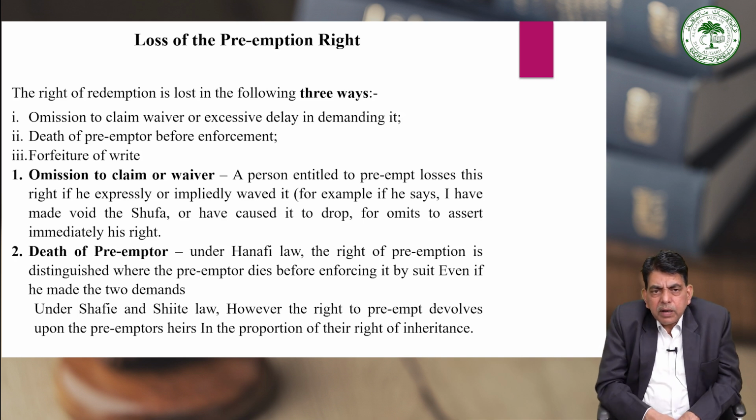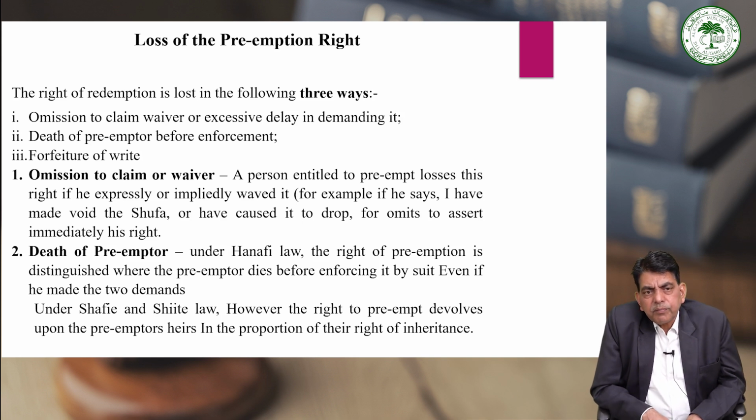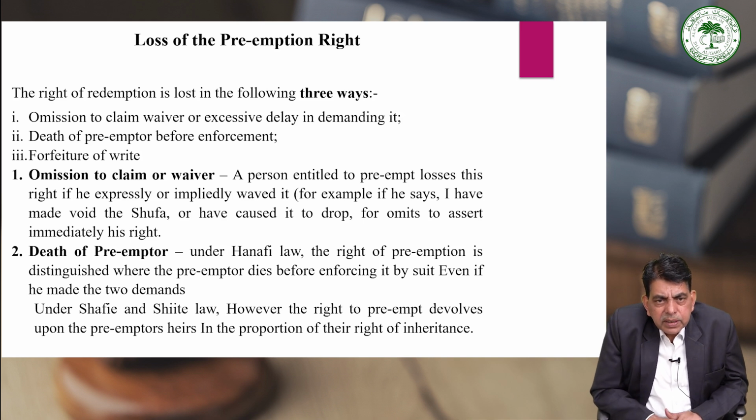And therefore, if the necessary formalities of first demand, second demand and third demand are not fulfilled, or there has been slackness in fulfilling the demands, then that slackness or delay in exercising the right of pre-emption will lead to losing the right of pre-emption. Therefore, the right of pre-emption is lost in the following three ways: omission to claim, waiver or excessive delay in demanding it; death of the pre-emptor before the enforcement; forfeiture of right.